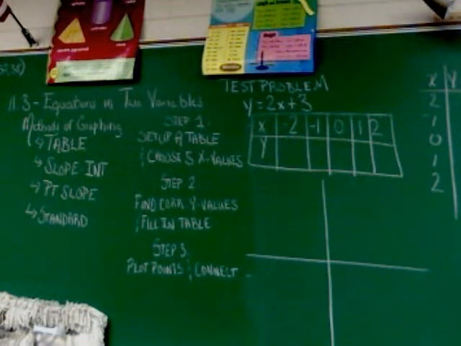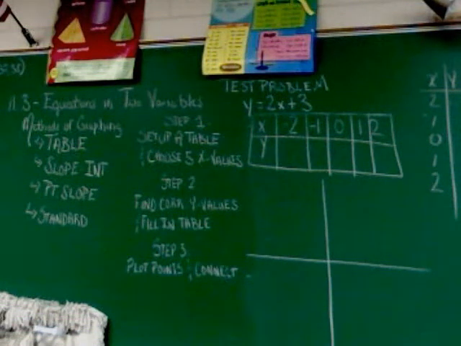Okay, so on the left side of the board over there, you can see I've set up a test problem, y equals 2x plus 3. And I described in simple terms the steps and what you're going to have to do. Step 1 says to set up a table and choose 5 x values. Now, what x values you choose are completely up to you.